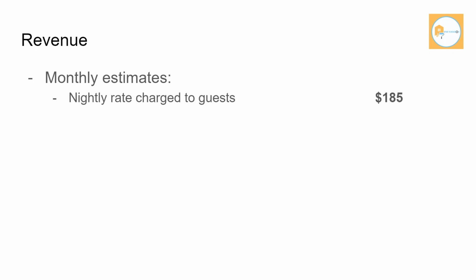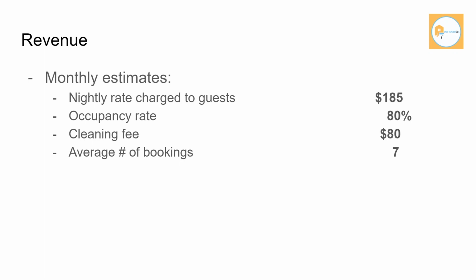All right, let's just put some numbers to this. So let's assume that the nightly rate charged to guests is $185 and the occupancy rate for the month is 80%. And we can extrapolate this to a whole year. Cleaning fee per booking is $80. And then the average number of bookings per month is around 7.